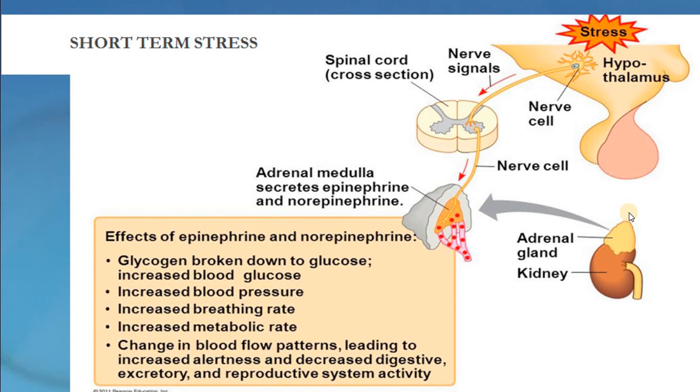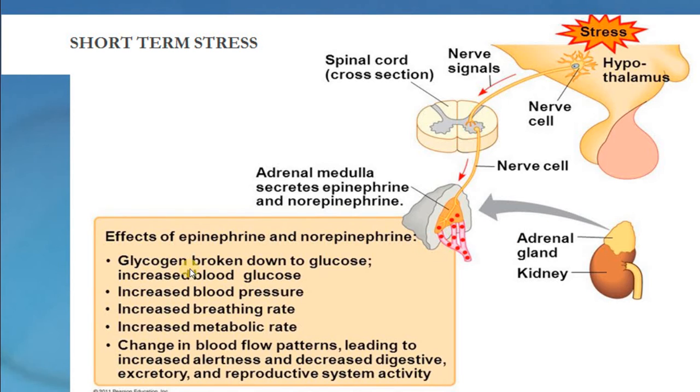Short-term stress. When the stress affects the hypothalamus, it will act on the adrenal medulla, and the adrenal medulla will enhance the secretion of epinephrine and norepinephrine, and this will enhance the adrenal gland to secrete cortisol. And the effects of epinephrine and norepinephrine are like this.